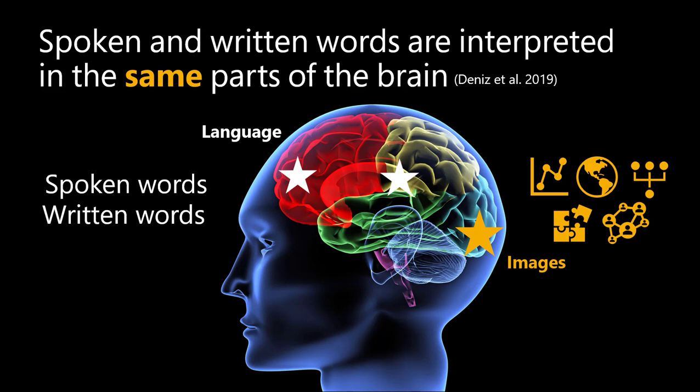This is really important because it means we cannot read and listen at the same time. And if you have a slide that is just text, text, and more text, then everyone in the audience is being asked to do the impossible. They're being asked to read and listen and process both of those things in the same part of the brain, which it can't do. But you can process spoken words and images at the same time because they're being processed in different parts of the brain.